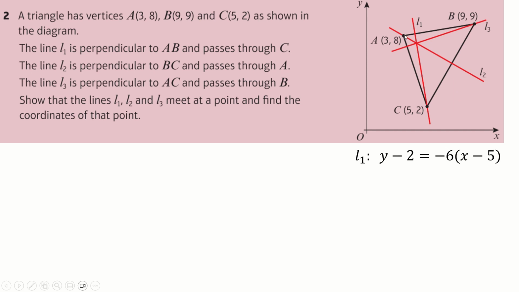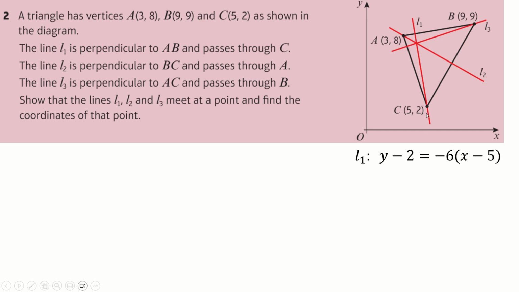which has gradient 9 minus 8 is 1, 9 minus 2 is 6. This has gradient 6. So this gradient is negative, sorry, this has gradient 1 over 6, doesn't it? Because it's, yeah, 1 over 6. So therefore, this gradient perpendicular is minus 6 over 1, which is minus 6.